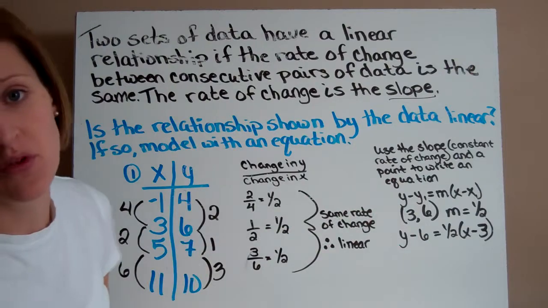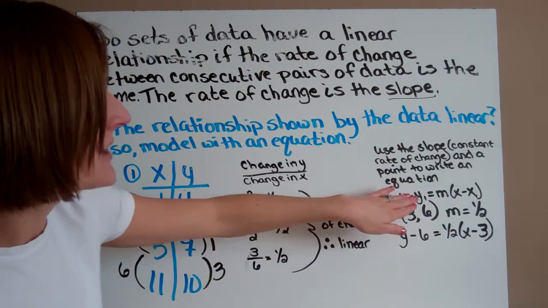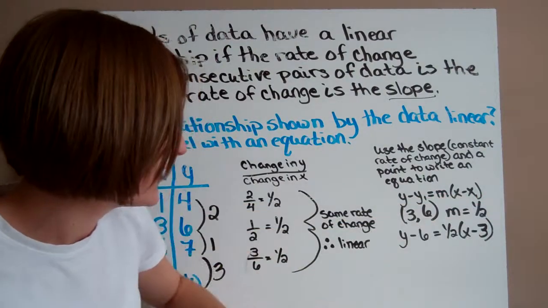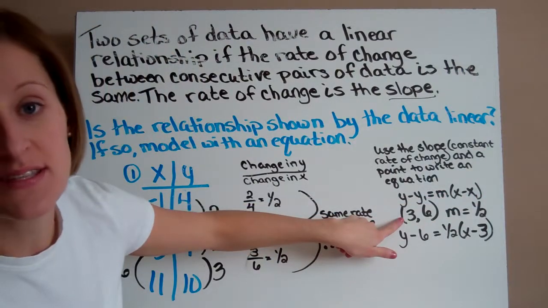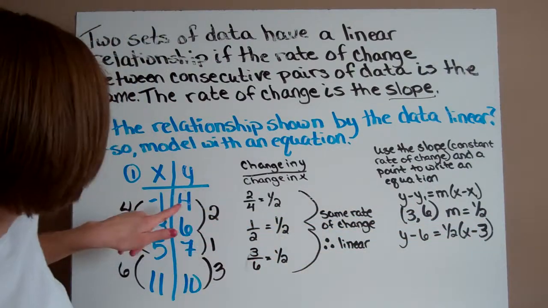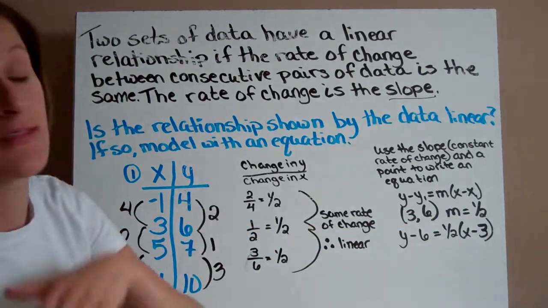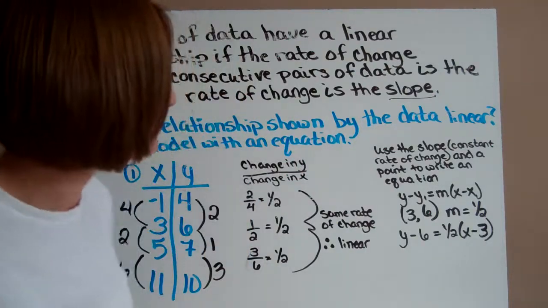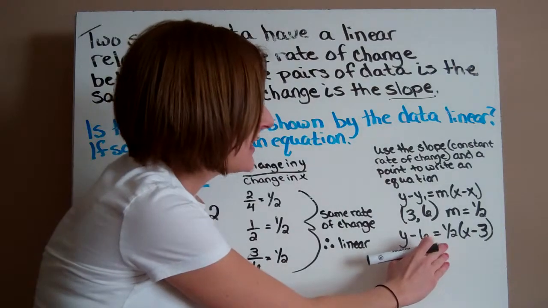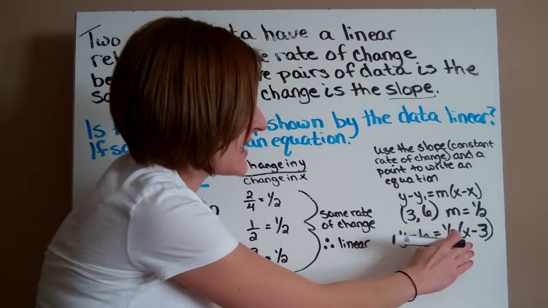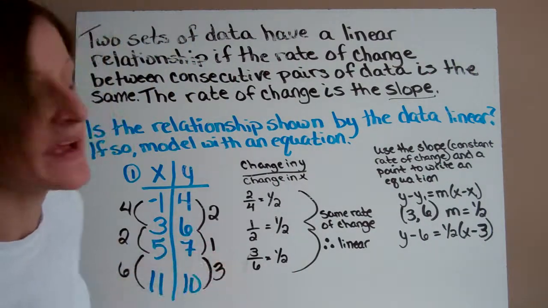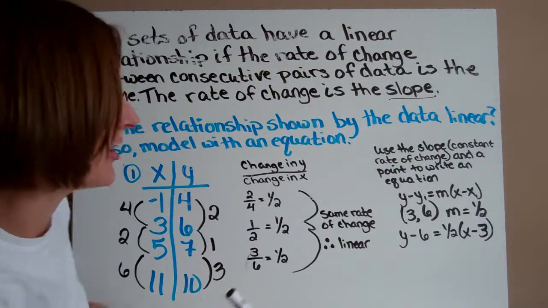And you're just going to write in point slope form. So y minus y1 equals m times x minus x1. So if I use this point 3, 6, I found out my rate of change was 1/2 because I found the change in between those and then the change in y over change in x. Okay, so I have y minus 6 equals 1/2 times x minus 3. And there's my equation for this set of data. It's not too hard.